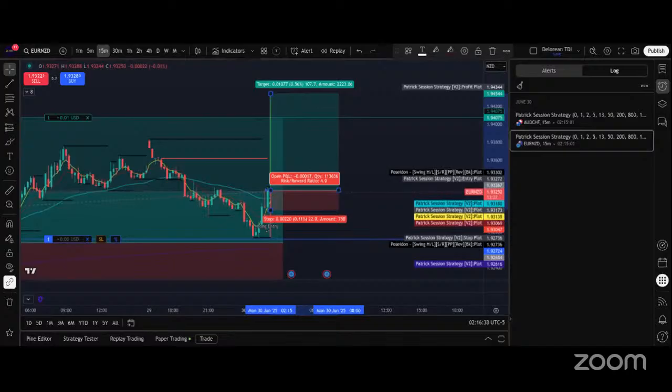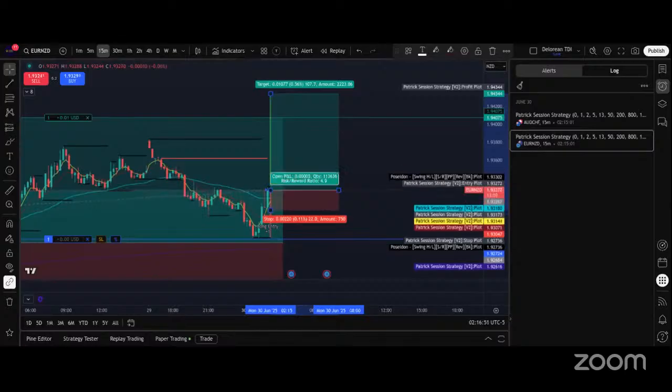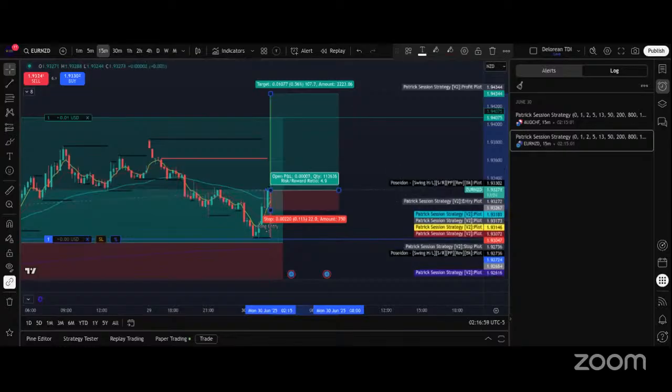And this is Euro NZD. 4.90 is the risk to reward ratio. Targeting 1.94344, and that's going to be 108 pips. Stop loss is 1.93047, and that's going to be for 22 pips. And entry price is 1.93267.